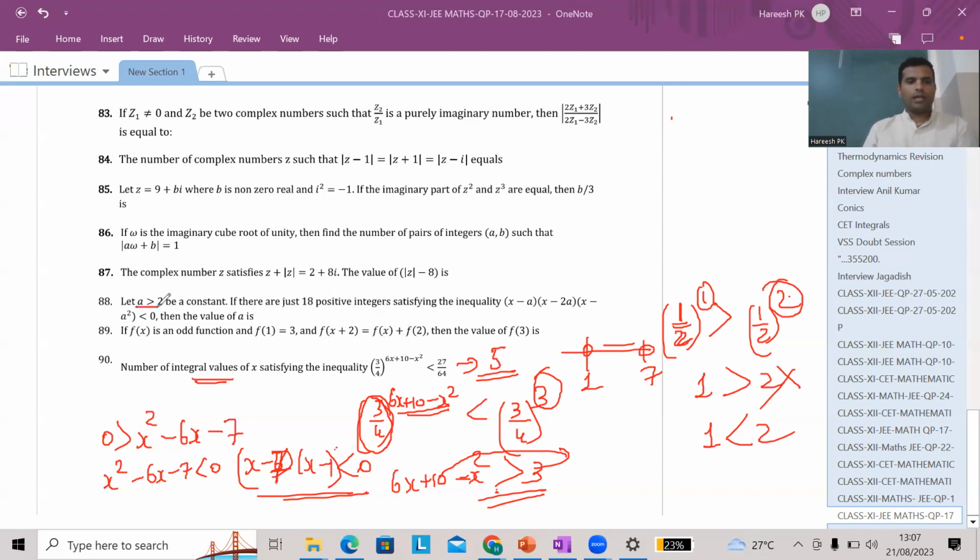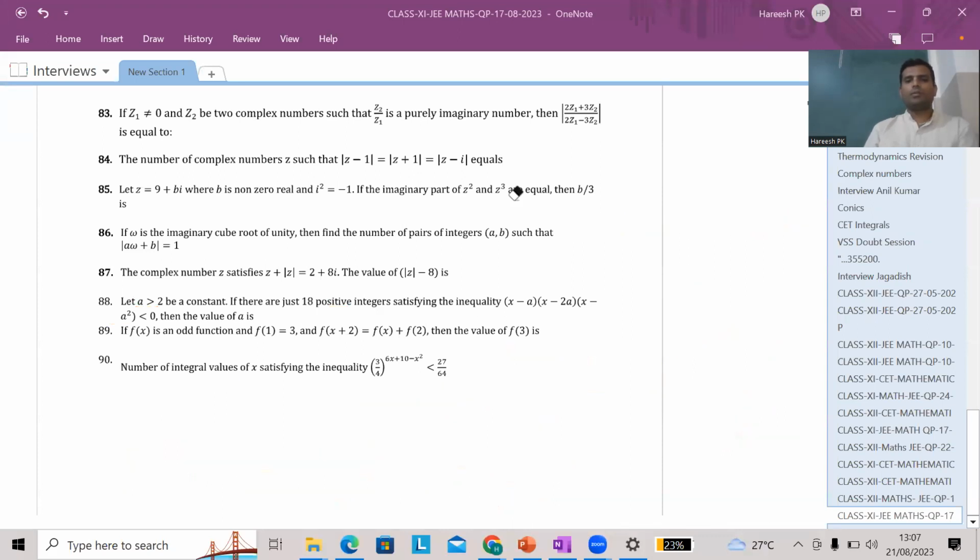They're saying a is greater than 2, and they're saying there are 18 integers satisfying this inequality: (x minus a)(x minus 2a)(x minus a square) is less than 0. So whenever they give it like this, how do we proceed? We use the number line method.